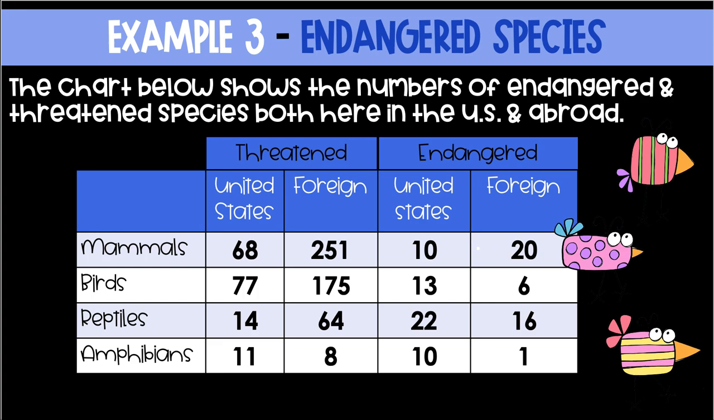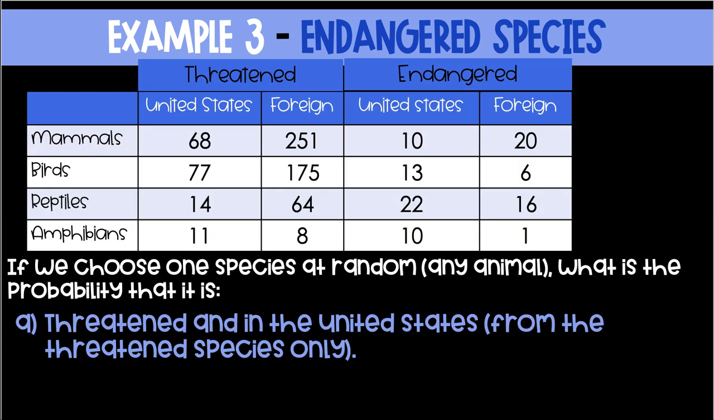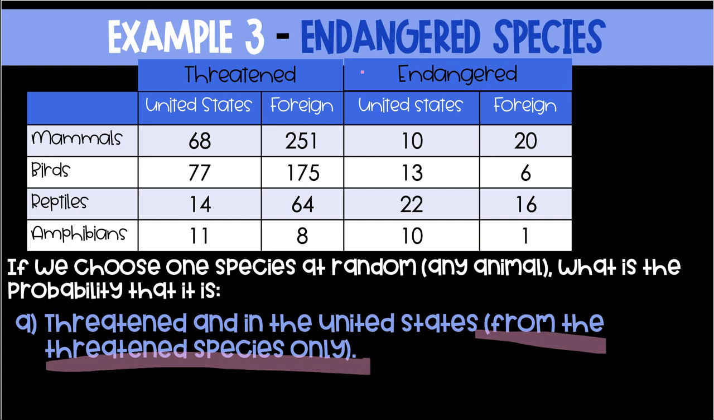The chart below shows the numbers of endangered and threatened species both here in the United States and abroad. We have different categories: mammals, birds, reptiles, amphibians. If we choose one species at random, any animal, what's the probability that we get a threatened species in the United States from the threatened species only? Notice how we're being told which species we're choosing from.